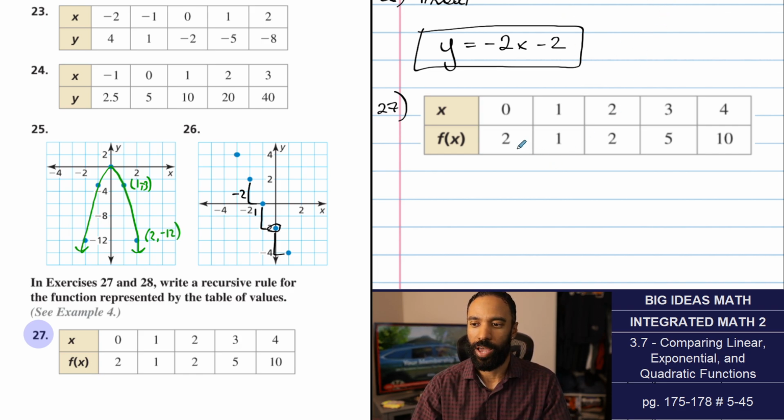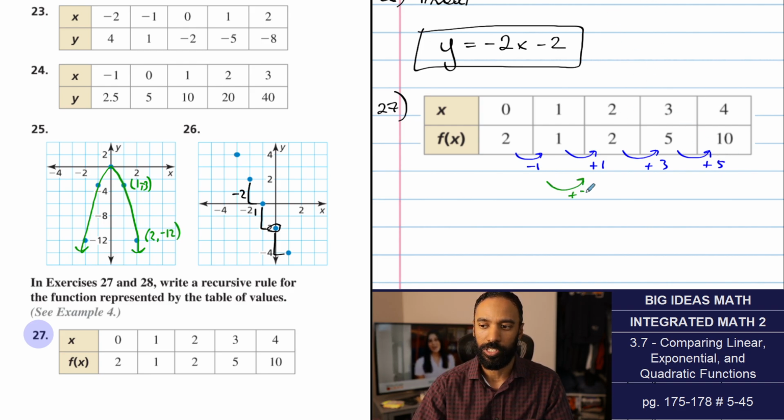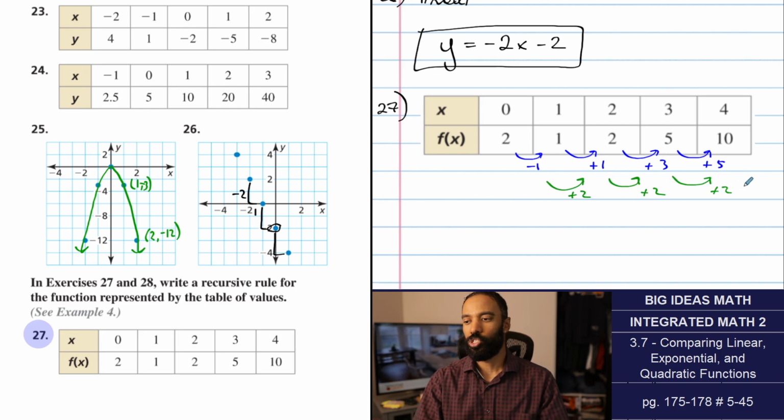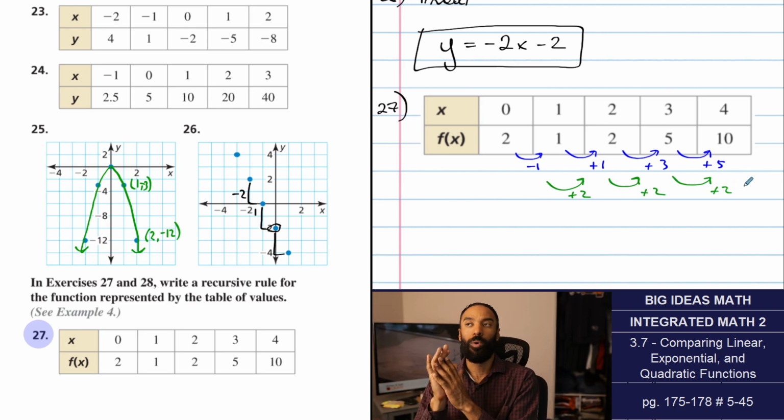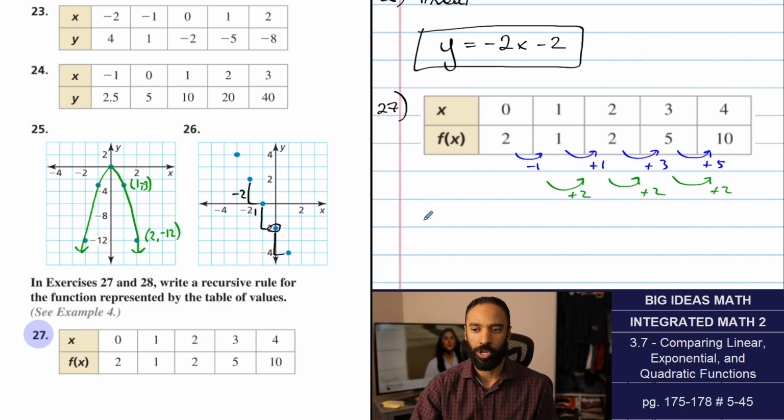I can tell you it's a quadratic because we first subtract 1. In fact, I think we've got to get these numbers out anyway. We subtract 1, then we add 1, then we add 3, then we add 5. What you're seeing is the second difference is constant, where 2 is added each time. As 2 is added each time, that tells you it's quadratic. What we need to do is come up with what the first difference is doing as a whole. So the first difference has a rule.